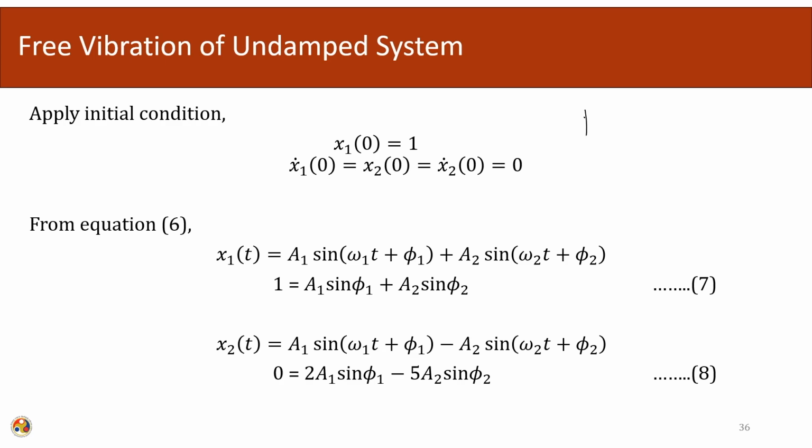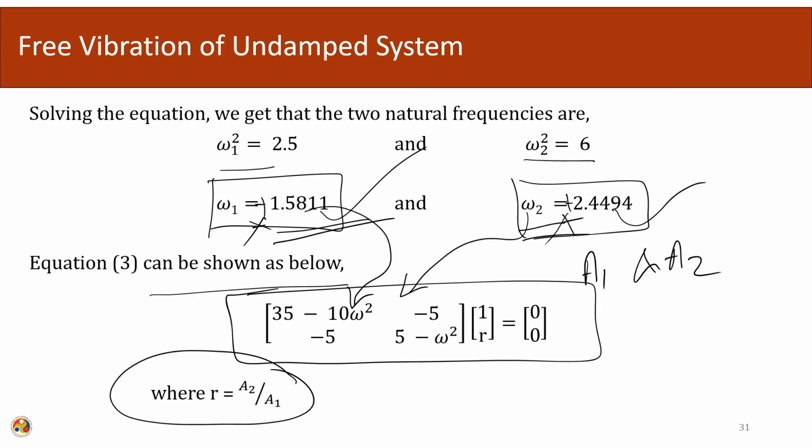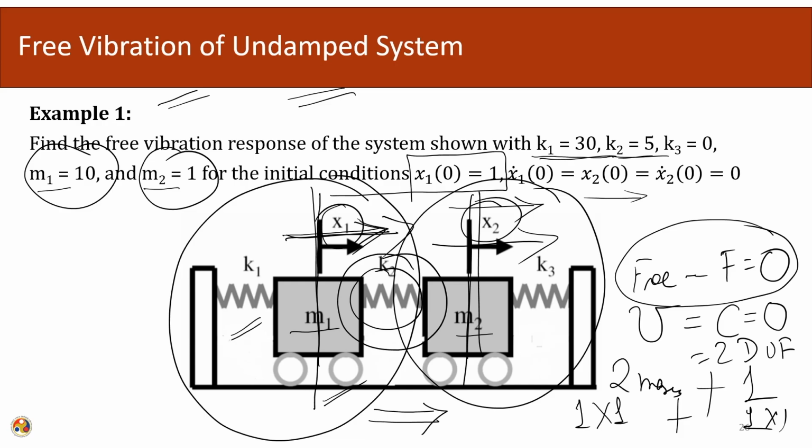There is no forcing function, it is 0, and there is a displacement of 1 unit at the first degree of freedom. The velocity components and displacement components at other positions are 0. It simply means that this system is at rest, and at time t equals 0, it has been pushed 1 unit in this direction and left. So, it has been pushed 1 unit and then it is left.